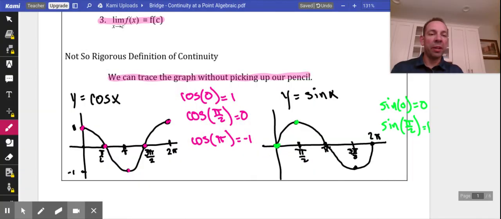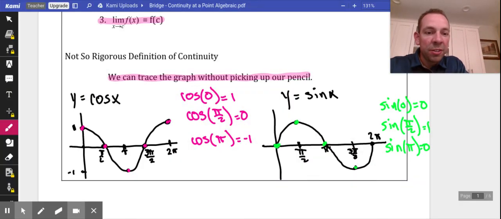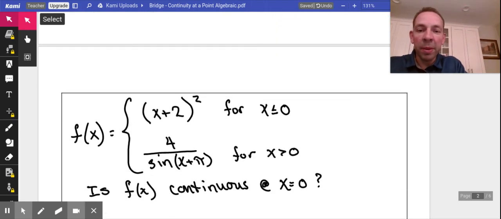The ones I'm focusing on right now are 0, pi over 2, pi, 3 pi over 2, and 2 pi. Those are what we call your quadrantal angles. They're the ones that separate quadrant 1 from 2 and so on. This point right here is telling us that the sine of pi is equal to 0, and so on. So the sine of 3 pi over 2 is equal to -1, and the sine of 2 pi is equal to 0. Okay, so we've got that under our belt.